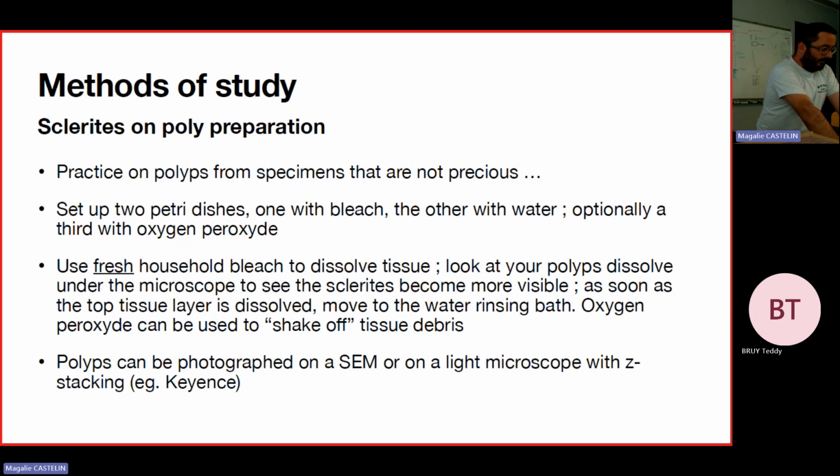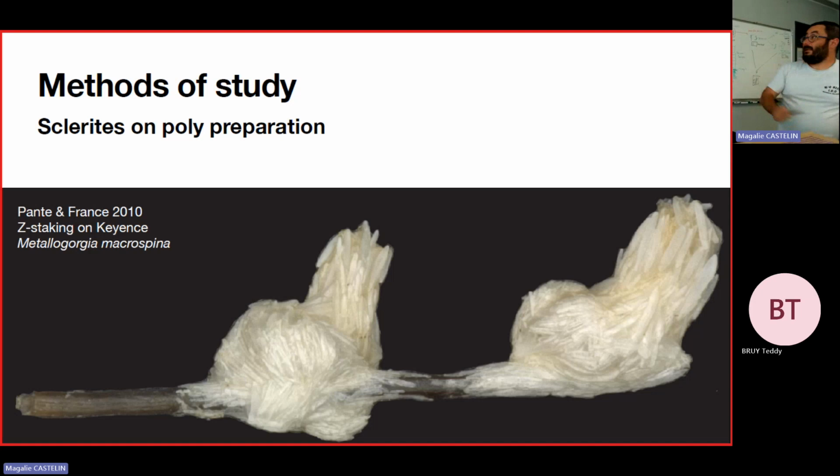And again, you can use that on an SEM or on a light microscope with Z-stacking. This was done with Z-stacking, but actually with the lights it's not that good. So this was done with Z-stacking, and you can see the orientation of sclerites. This is actually a rare taxon, Metallogorgia macrospina. You can see why it's called macrospina, because the regular Metallogorgia has very tiny sclerites all over, and macrospina has sclerites that are almost as tall as the entocodia.